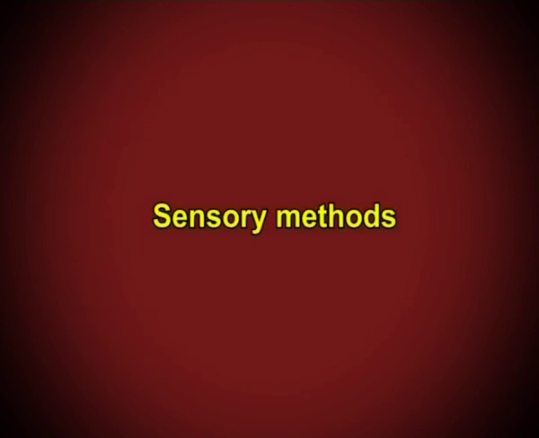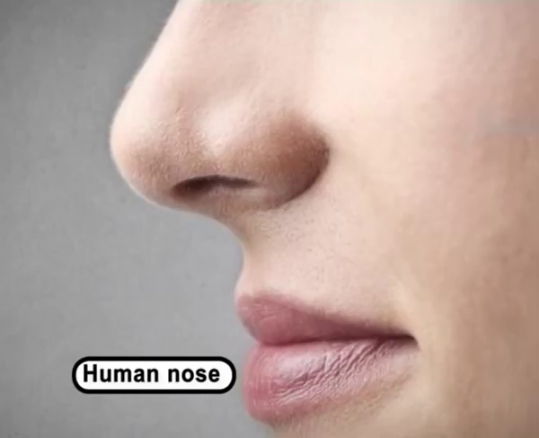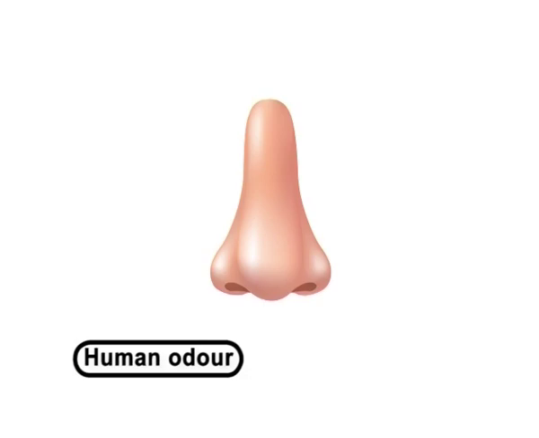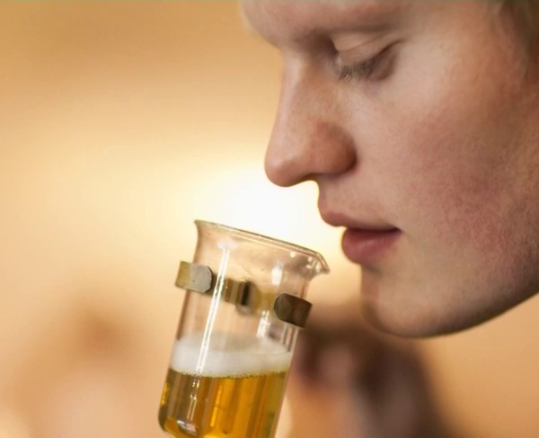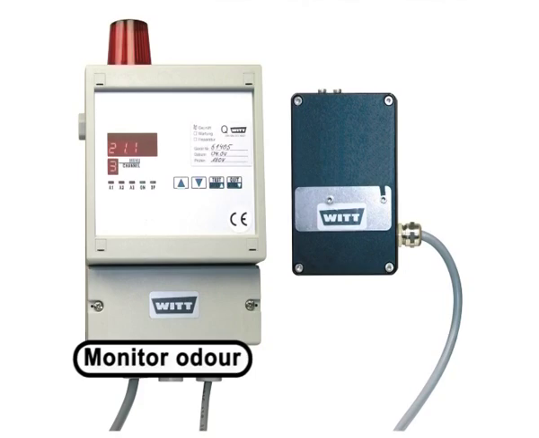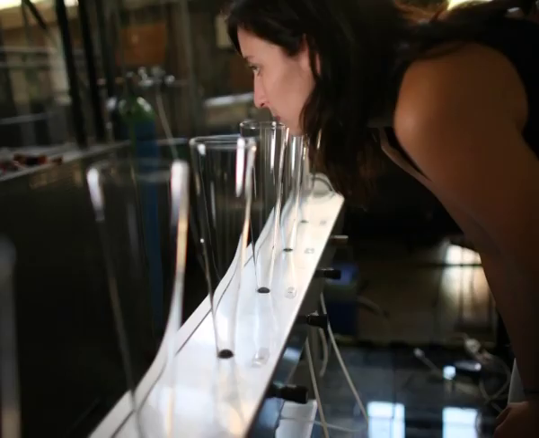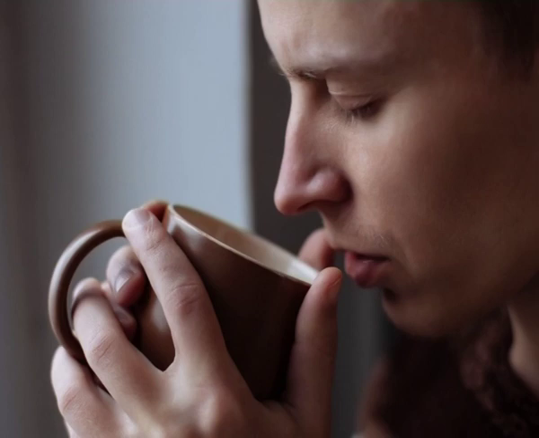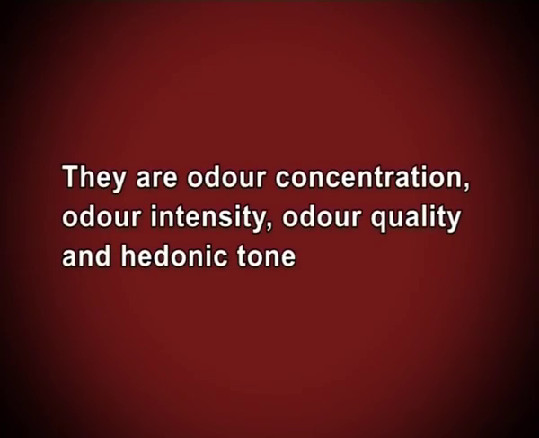Now coming to sensory methods. Sensory measurements employ the human nose as the odor detector, and odor is directly experienced, which is related to properties. Sensory methods are available to monitor odor both from source emissions and in the ambient air. These two diverse circumstances require different approaches for measuring odor. The sensation of odor has four properties related to threshold and tolerance. They are odor concentration, odor intensity, odor quality and hedonic tone.